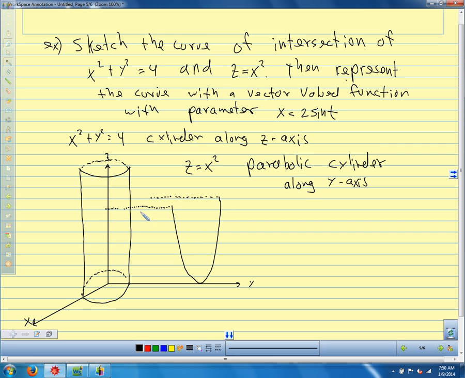So the way I visualize this one is I think of this parabolic trough, this cylinder, kind of slicing through the cylinder along the z-axis. So as it slices through, let me see if I can sketch this curve. We're going to get a curve that looks like this.